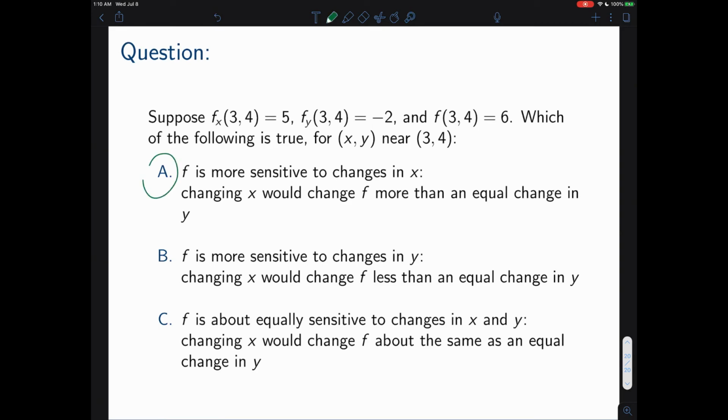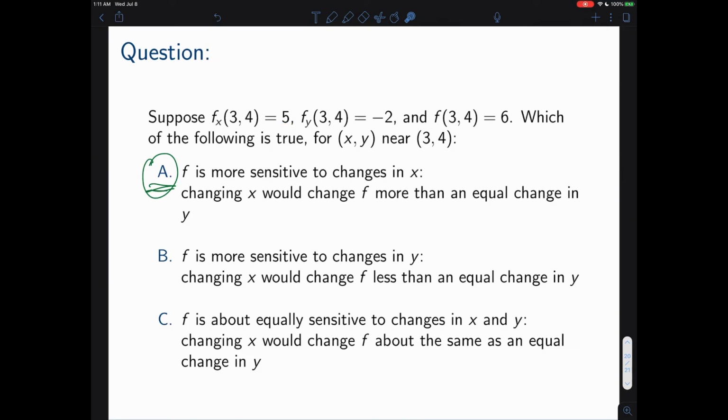The answer is A. f is more sensitive to changes in x. If I change x by 1 unit, then this given information is telling us that a 1 unit change in x would lead to approximately a 5 unit change in f, in the output value. Increasing x by 1 unit would increase the output value by 5 units.